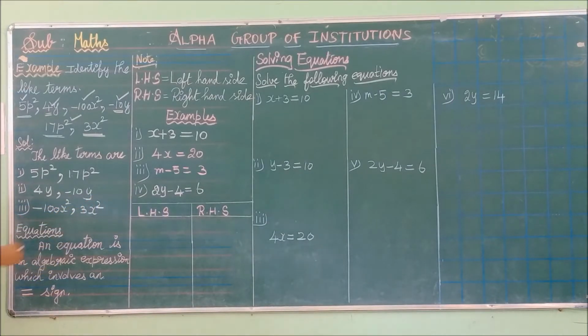Next we are going to see a very important concept. Listen carefully, children. Equations. What is meant by equation? An equation is also an algebraic expression, but it involves an equal to sign in the algebraic expression. If it has the equal sign symbol, that algebraic expression is said to be an equation.